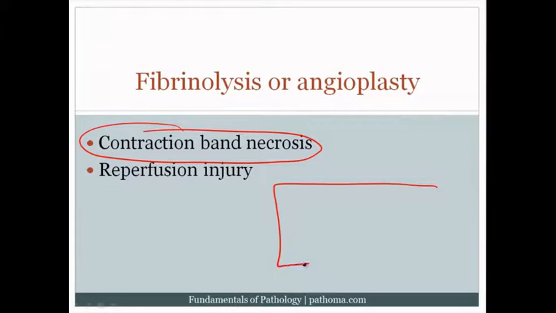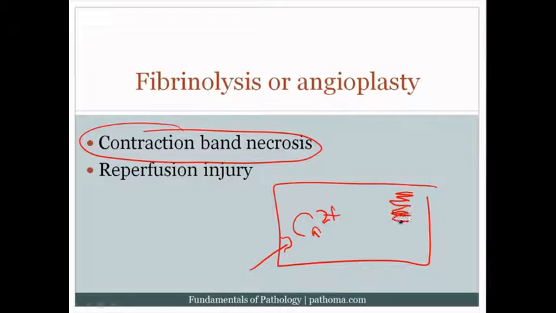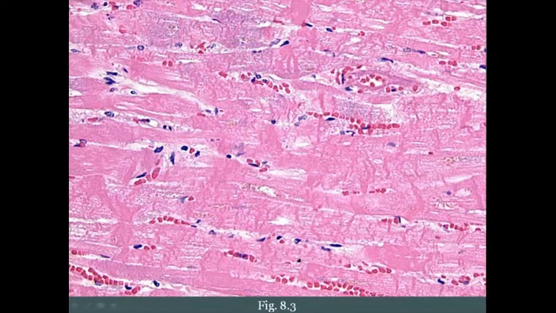The idea here is that if this is the dead myocyte and you return blood, you're going to return calcium. So calcium will enter into the cell, and when calcium enters into the cell, it's going to cause contraction of the muscle fibers within the cell, and that contraction is then going to result in these dense pink lines within the cells called contraction bands. And so here's an image just to highlight that.